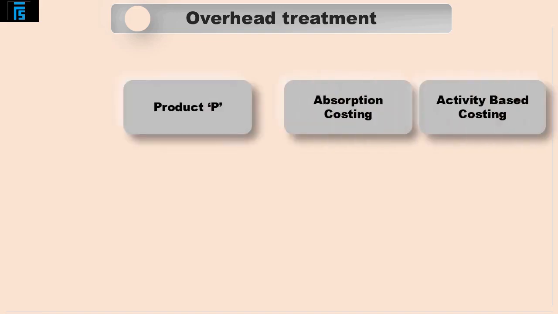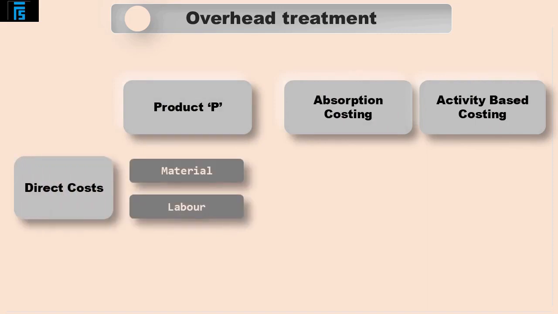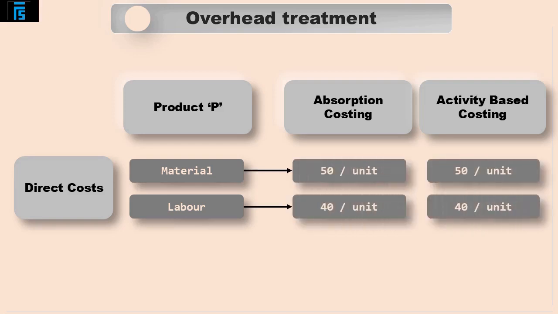Company A manufactures two products, Product P and Product Q. Company A is trying to calculate the cost per unit of production of Product P using an absorption costing system. Material and labour are direct costs. We can link these costs to each individual unit of production. So the material cost is 50 per unit and the labour cost is 40 per unit for Product P.